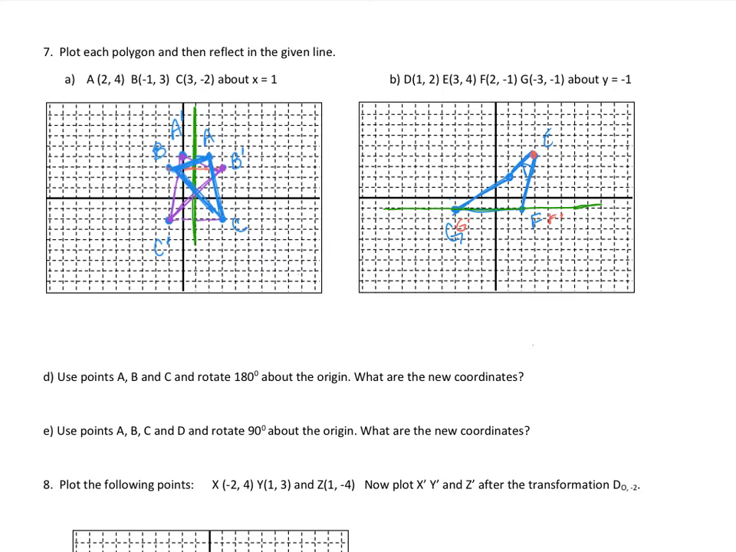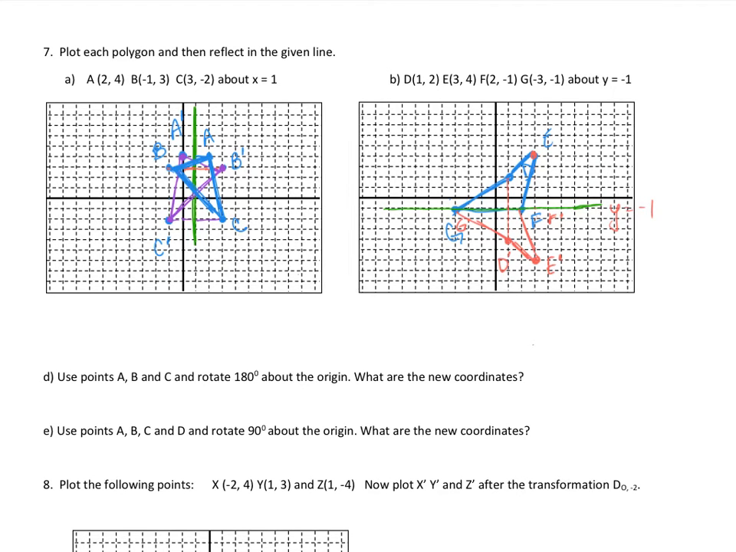This one will change. This distance is 1, 2, 3, 4, 5, so we'll go 1, 2, 3, 4, 5 the other way. This is E prime. This distance is 1, 2, 3, so we'll go 1, 2, 3 the other way, and that's my D prime. So this ends up looking like this. So all it did was flip it about this line, which was y equals negative 1.